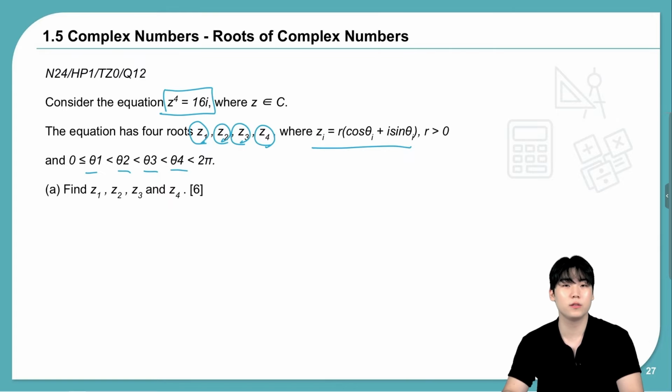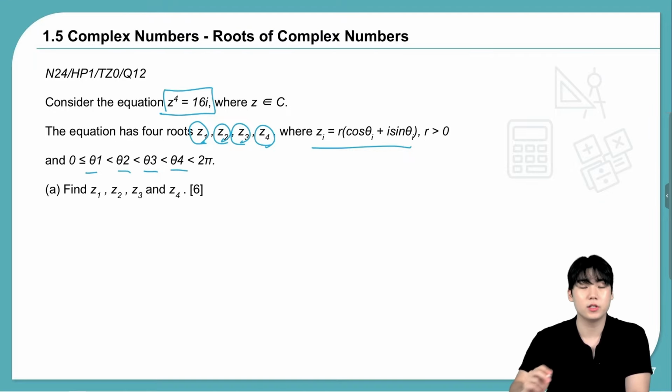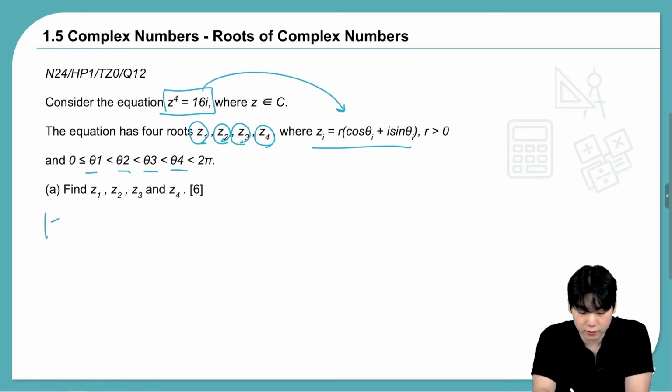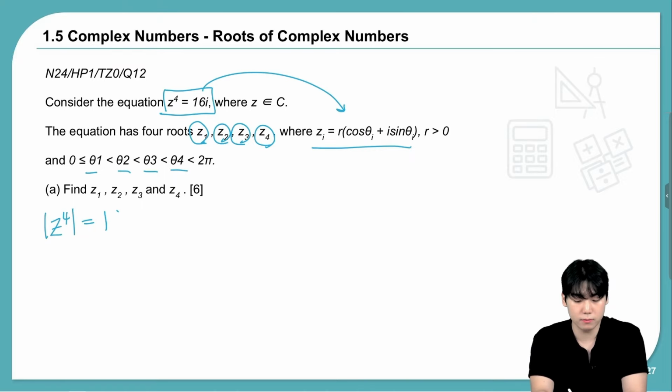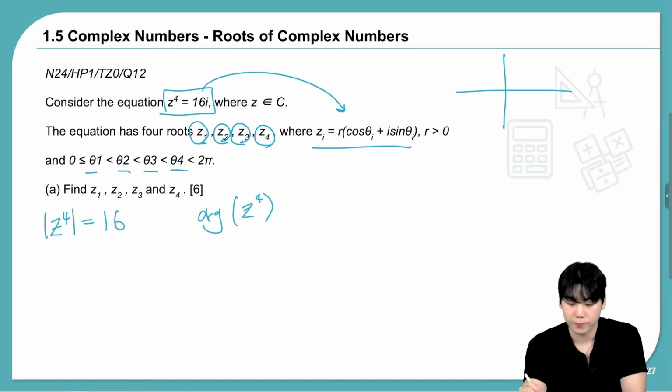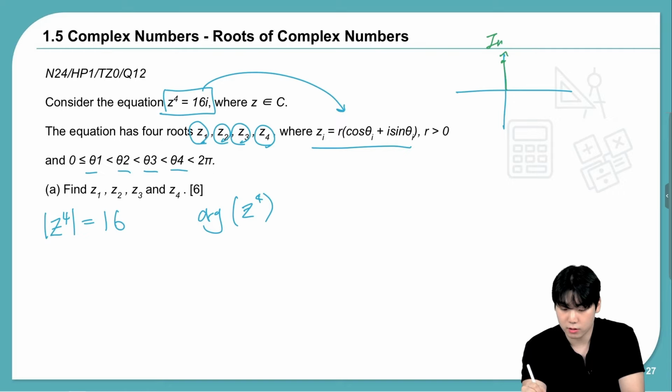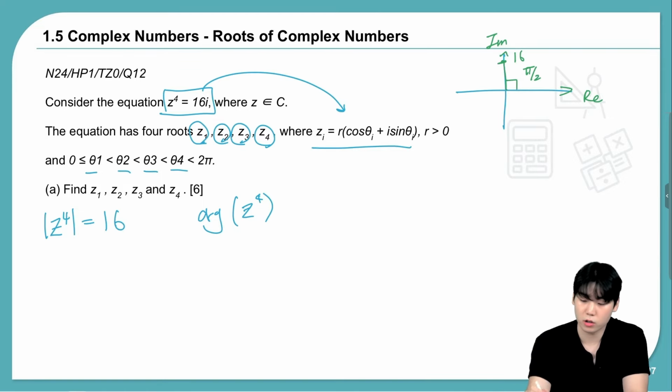So this is basically the roots of unity, right? Let me express z to the power 4 in terms of the polar form. To do that, I have to find the modulus. Well, this is just 16. And the argument of z to the power 4: if I were to draw the Argand diagram, 16i is somewhere here, on the imaginary axis, that is 16. So the angle is pi over 2, so the argument of z to the power 4 is just pi over 2.